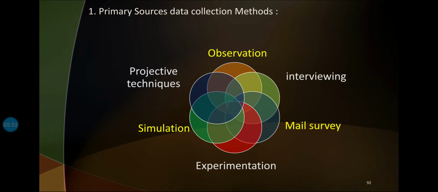It can be an experimentation setup. It can be by the process of simulation. Simulation is a process of developing something depending upon the actual conditions, and then subjecting it to the same conditions on the experimental setup and then taking the reading. It can be related to the projective techniques. So these are some of the methods of primary source of data collection. We will discuss some of these methods also.